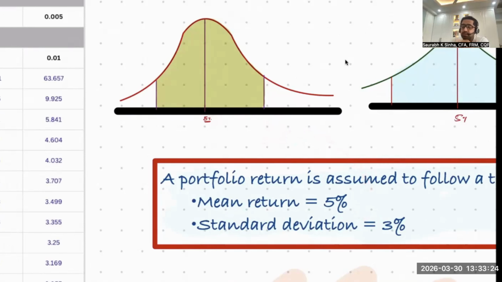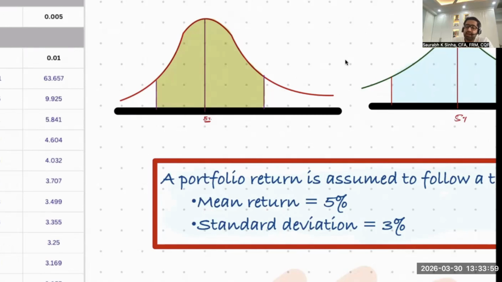Or the question would be: 11% is a point estimate, and you want to know how many standard deviations 11 is away from the mean. So 11 minus 5 is what? The mean return is 5, so it is 6%. But 6% is not in terms of standard deviation. So what is it in terms of standard deviation? It is 2 standard deviations away from the mean, right? Because 6 divided by 3 is 2, the standard deviation given is 3. So 2 standard deviations away from the mean. So 2 becomes the t-statistic.